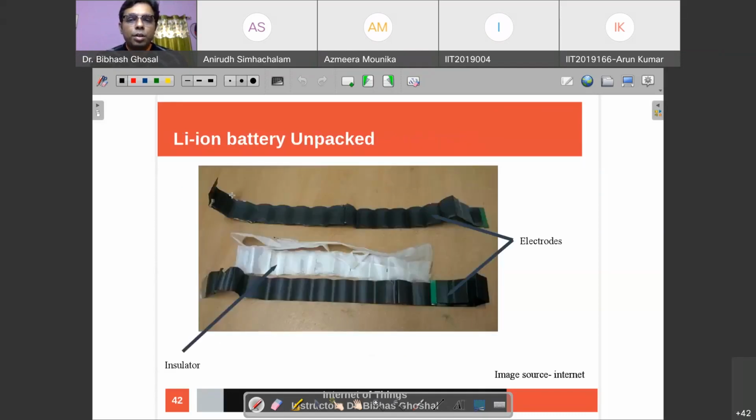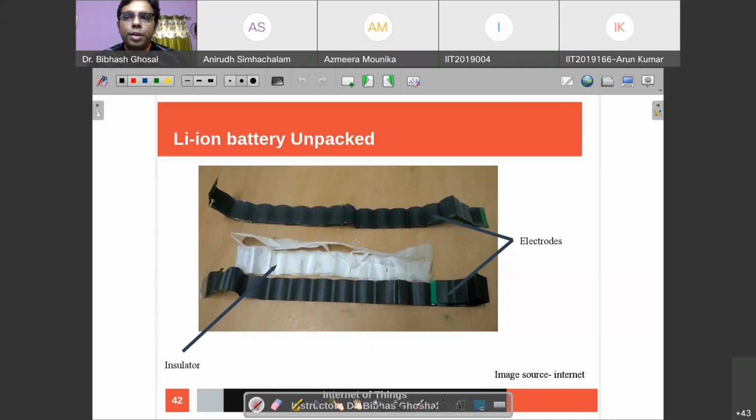And this is a typical view of a flexible lithium ion battery that has been unpacked. As you see here, these are the electrodes and this is the insulator. So it's not a metallic casing on which you normally find a battery. It's a kind of flexible material.